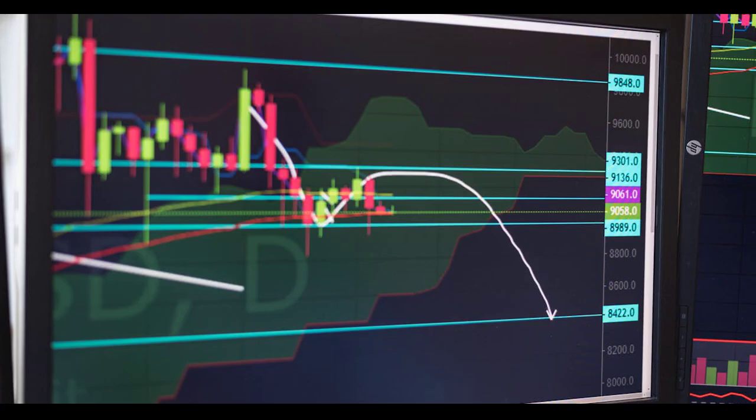Your homework: open your TradingView chart. Delete every indicator except volume, 9 EMA, 21 EMA, and 200 SMA. That's it. Study how price interacts with these. Watch for confluence, when multiple indicators agree with price action.